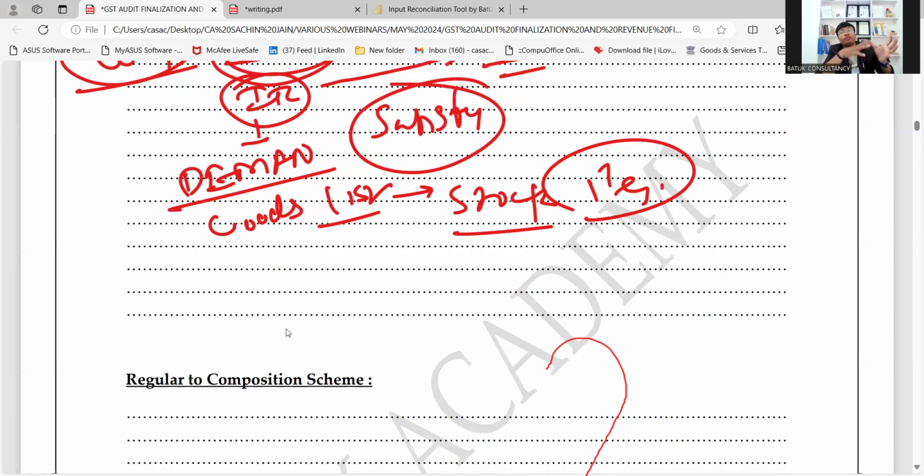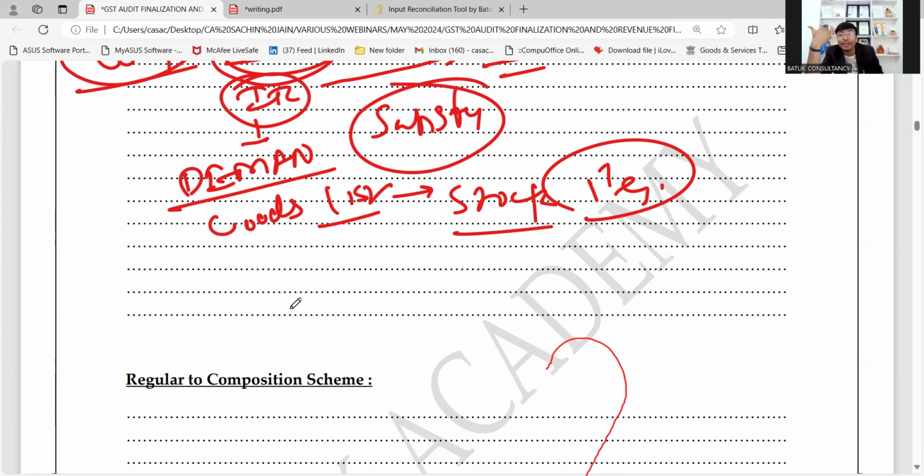This is also one area on which we need to focus: if there is any change, in that case we have to check whether the input received from last year, due to the composition, is as per the stock which is available in hand.